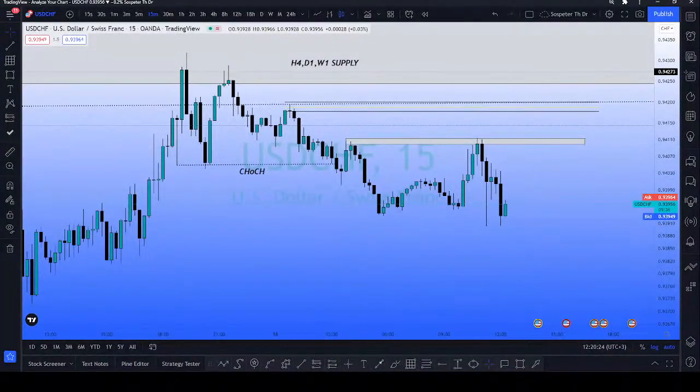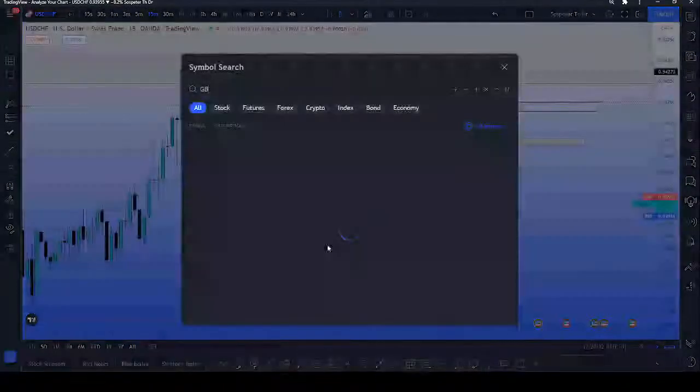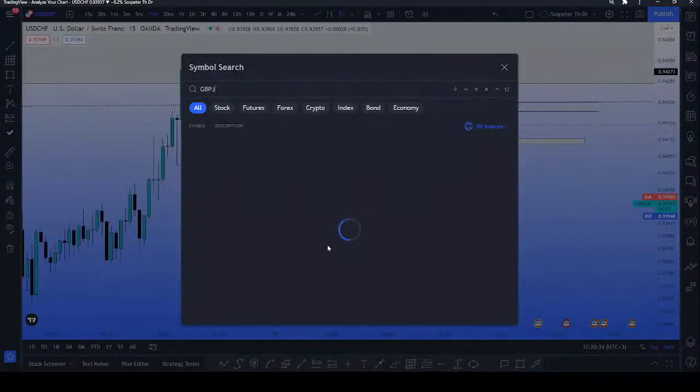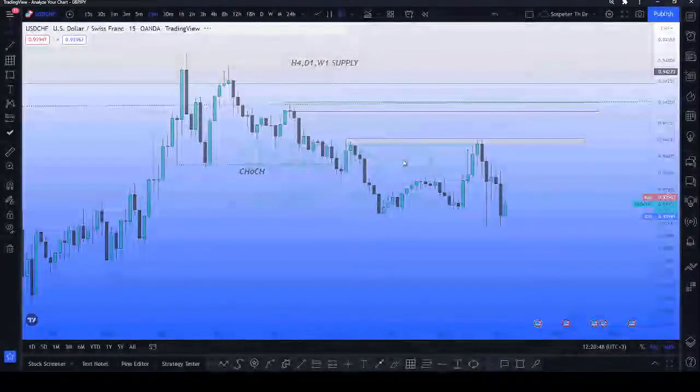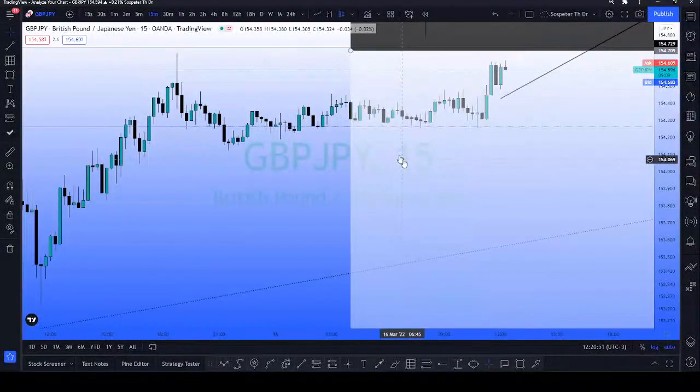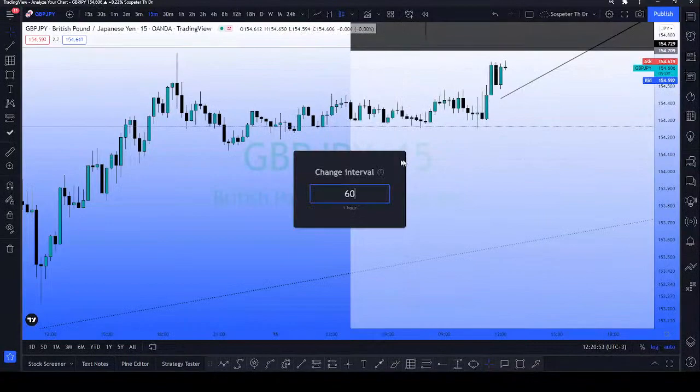So 20 minutes. The next setup was GJ. I think it's GBP JPY. So for GBP JPY, 1 hour, 60 minutes.